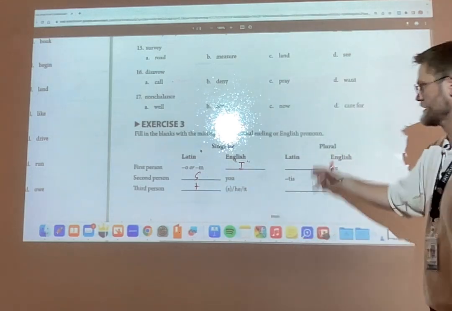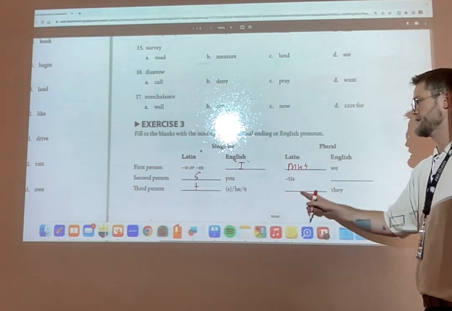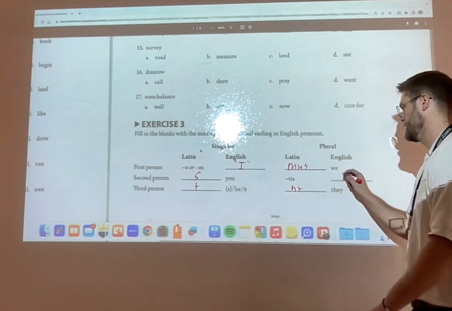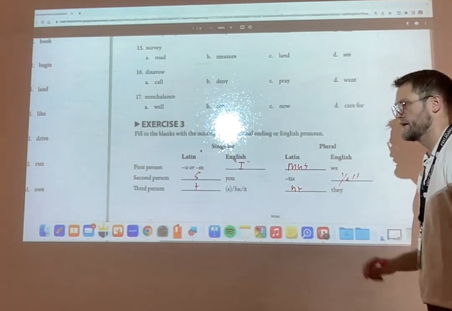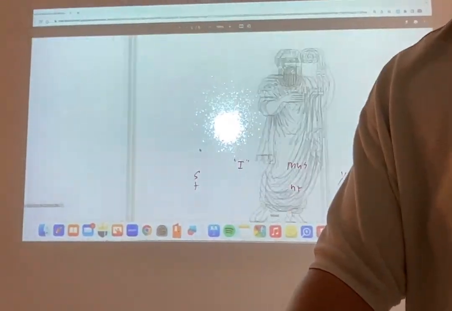All right. So here's the Latin again. So must goes here. Tis goes there. Must, tis, and ut. Must means we. Tis means y'all. And nt means they. All right. Once again, you is also okay for that spot in the second plural. All right. So here we go.